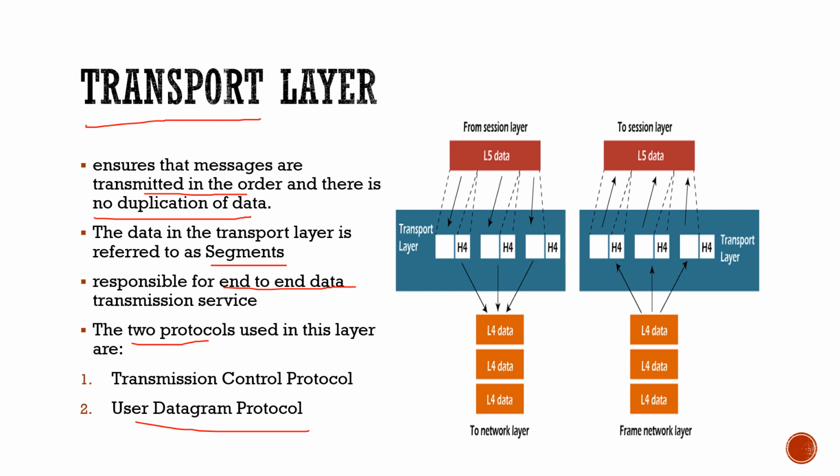So as we have said, from the session layer we get data for the presentation layer, and once the data is given, it is fragmented into segments and then it is moved to the network layer. This is all about your transport layer idea.